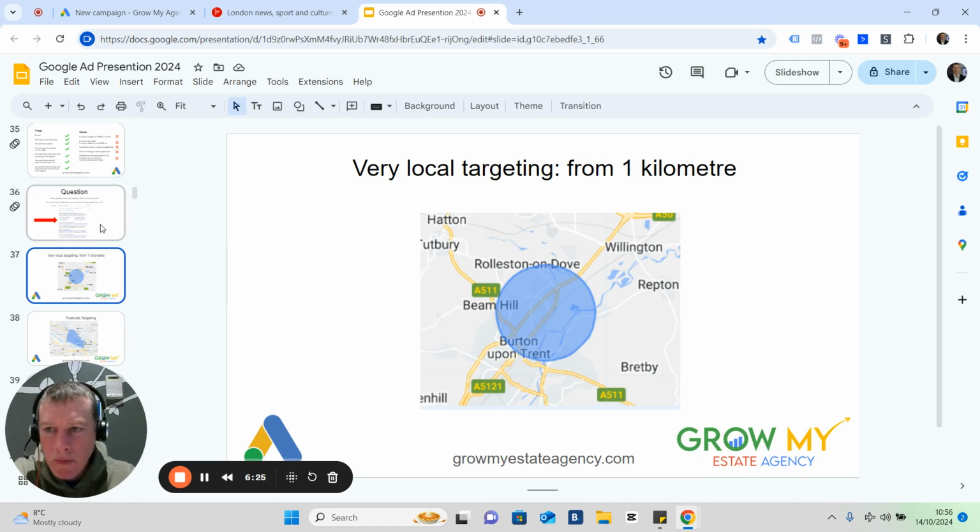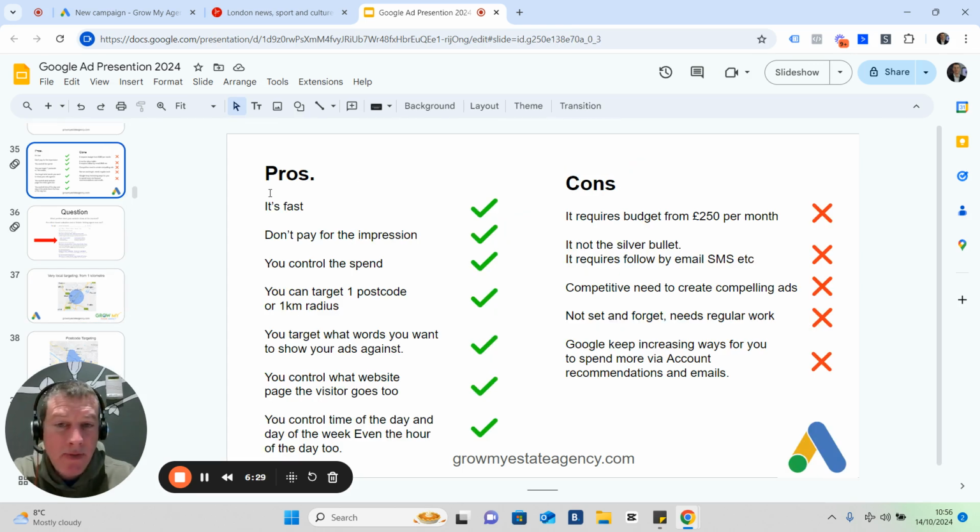Here are some pros and cons. On the left, it's very fast. You don't pay for the impression, so just to be found, you don't pay for that. You control the spend, so you can bid £2, £3, £4 a click, £5 a click, £7 a click, £10 a click. Again, knowing the math of how much you make on the back end will dictate how much you can spend on the front end. Again, I've gone through that.